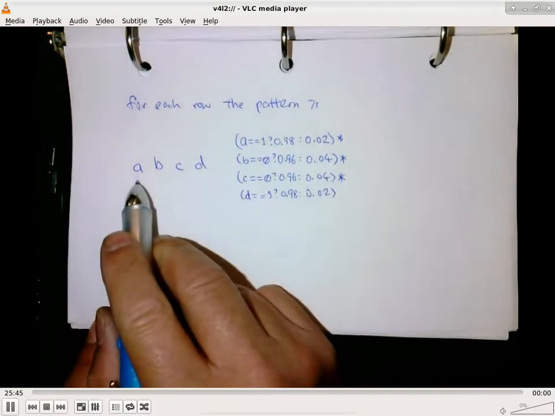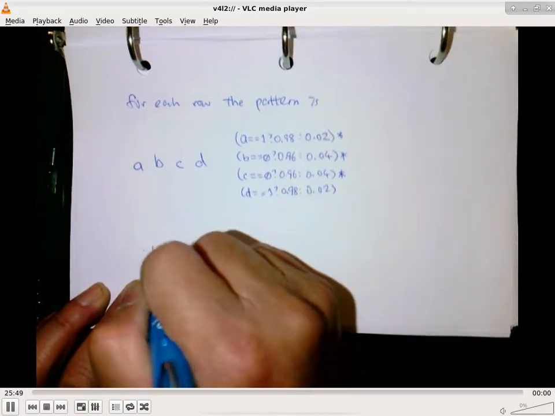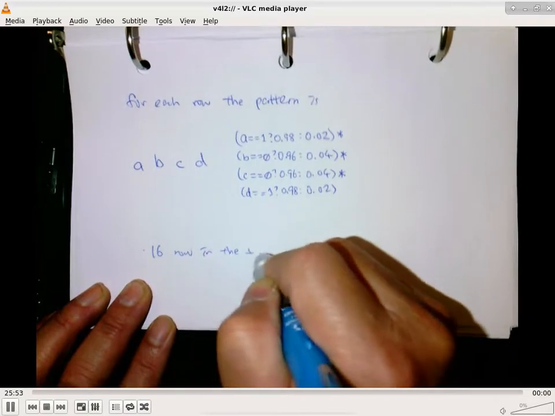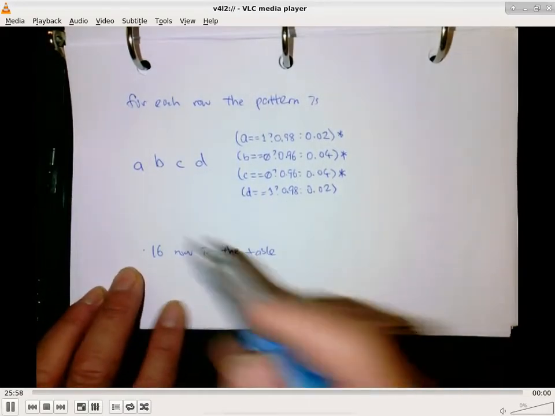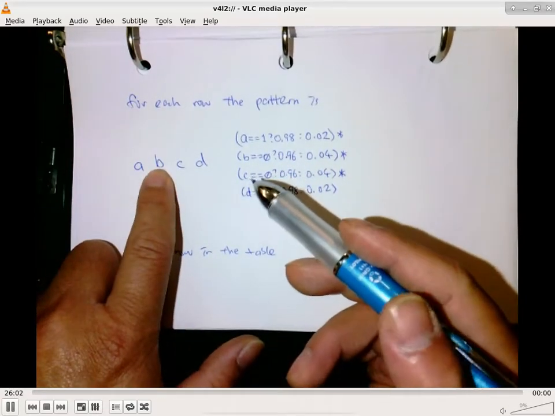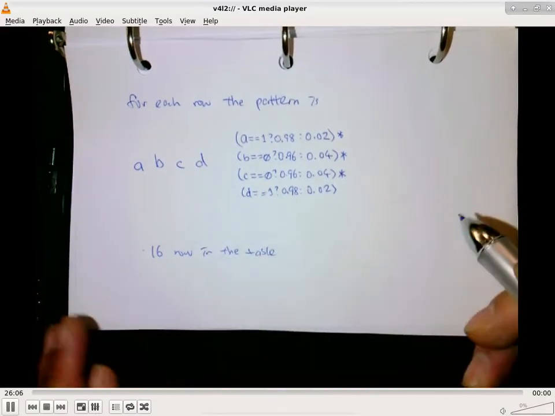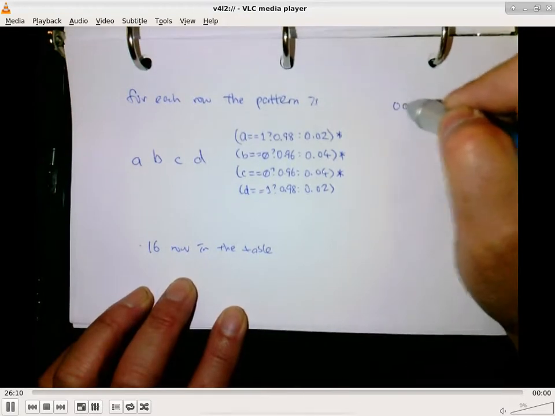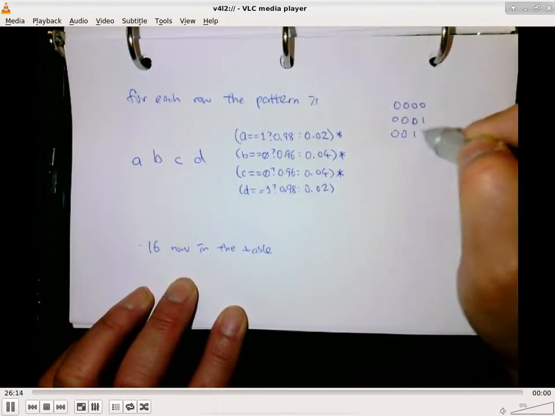A can be 0, 1, B can be, so I have to make it clear. There are 16 rows in the table. And then for each row, A can be a 0 or 1, B can be a 0 or 1, C can be 0 or 1, D can be 0 or 1. But to make it absolutely clear, I would just spend the time and write this pattern. It doesn't take long.